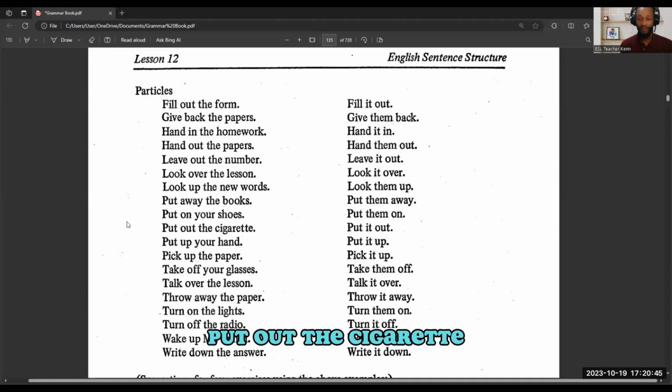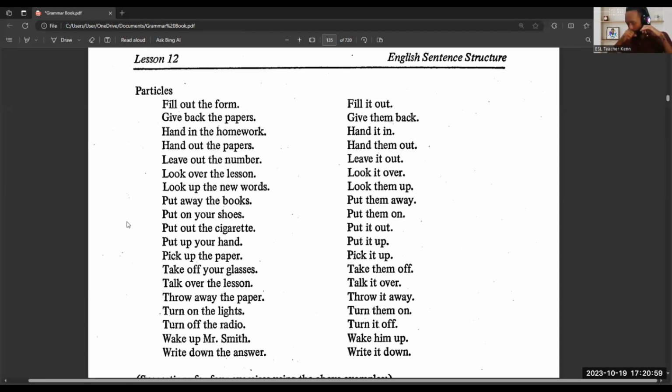Put out the cigarette. Again, put out the cigarette. Put it out. Put it out. Put up your hand. Put up your hand. Put it up. Again, put it up.